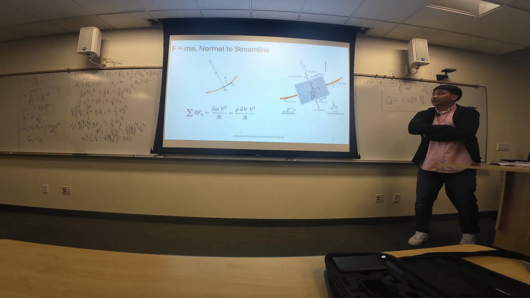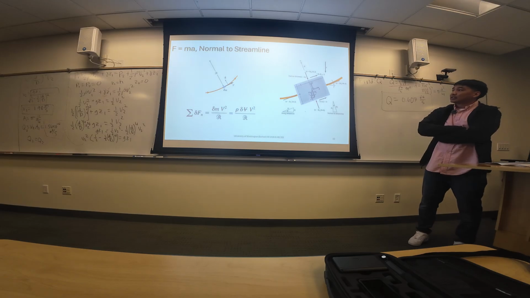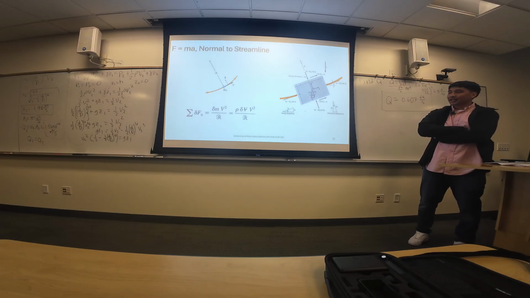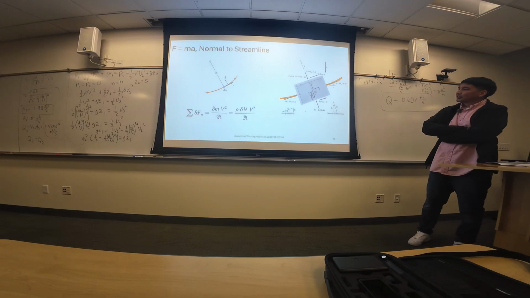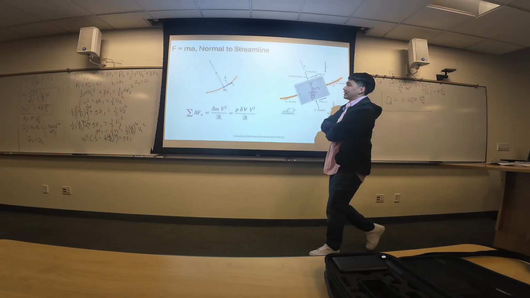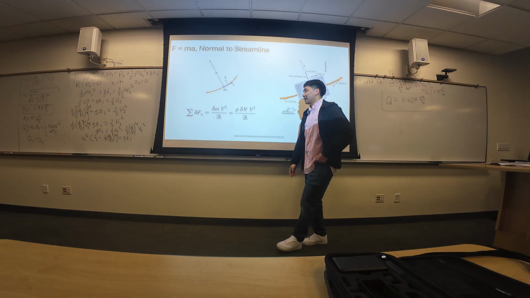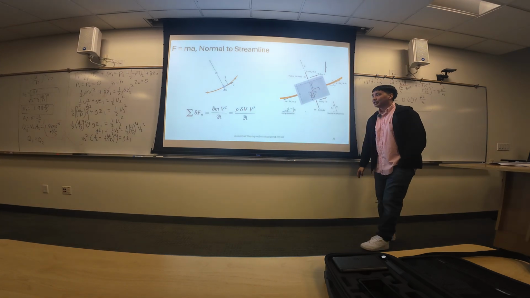Okay, so if you remember from physics 1, there's an equation for centripetal acceleration. It's v squared over r, right? a equals v squared over r. That's what we're doing, because that's essentially your particle of fluid along a radius or curve. You're going to have centripetal acceleration, right?